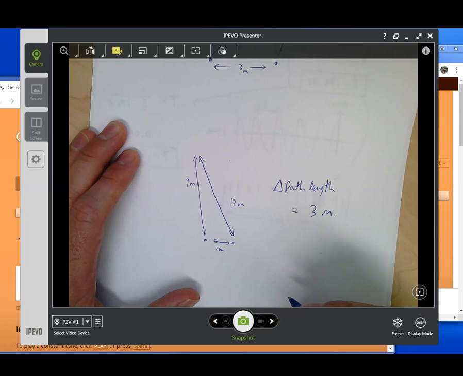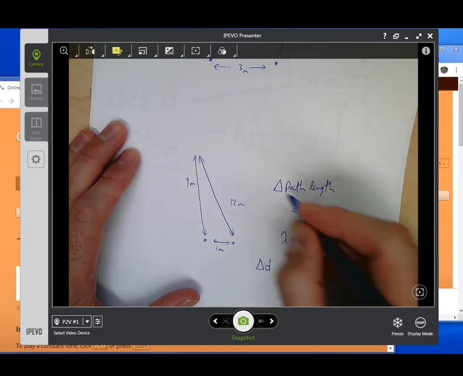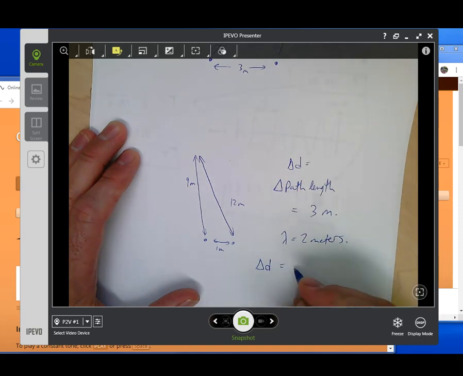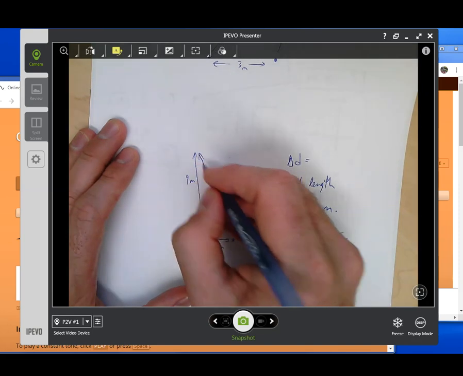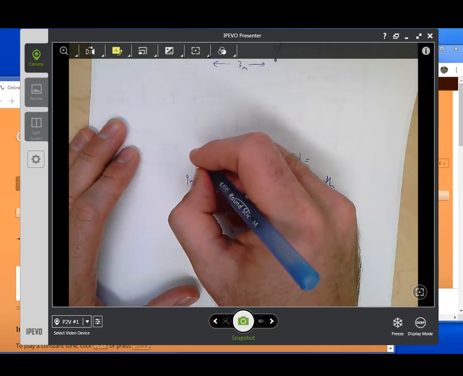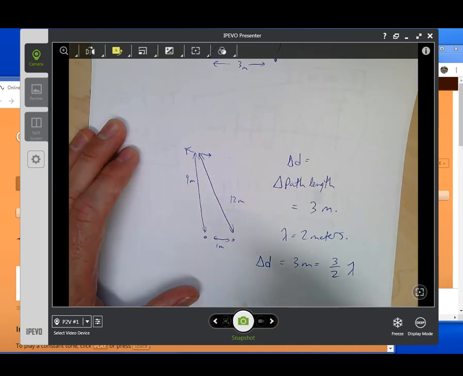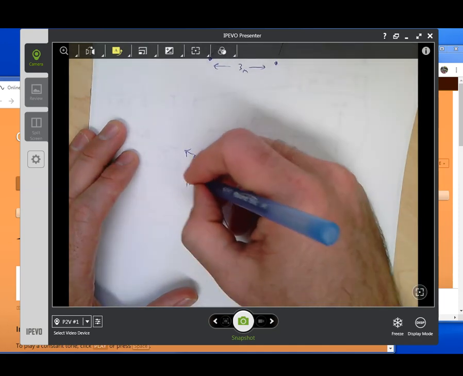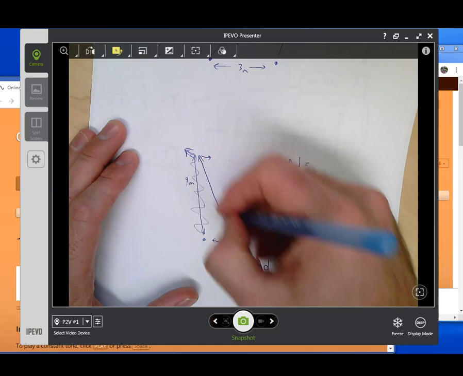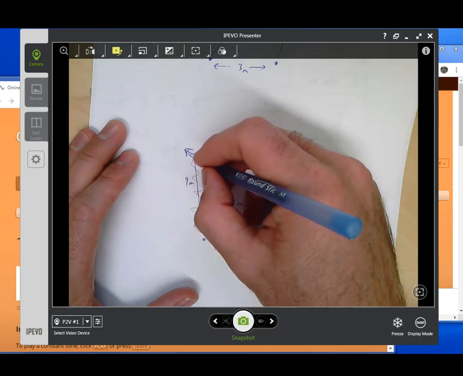And if you notice here, the wavelength is equal to 2 meters, right? So in other words, that delta D, the difference in path length here, is equal to 3 meters, which is actually 3 halves of a wavelength. That means that at one point, it's going to be, let's say, a crest here, whereas it's going to be a trough here. So if it's a peak here, then it's going to be a trough here.